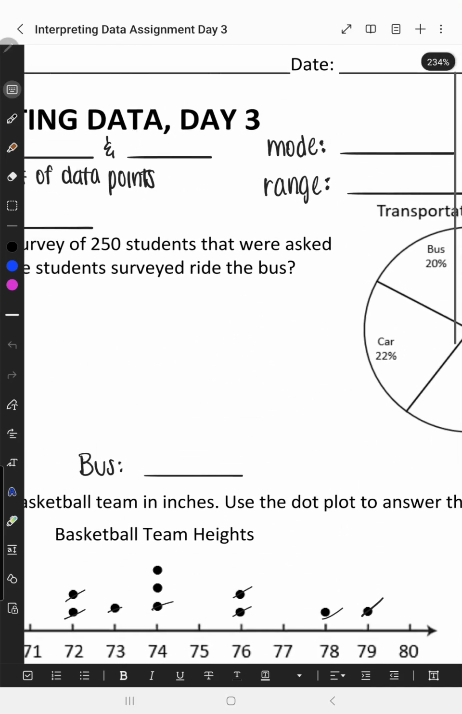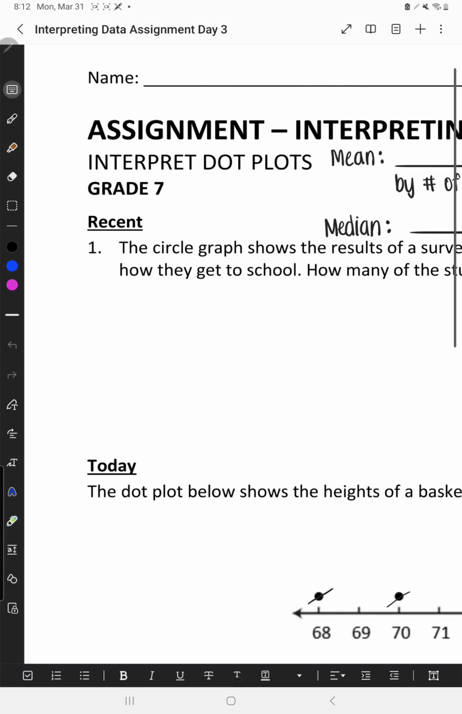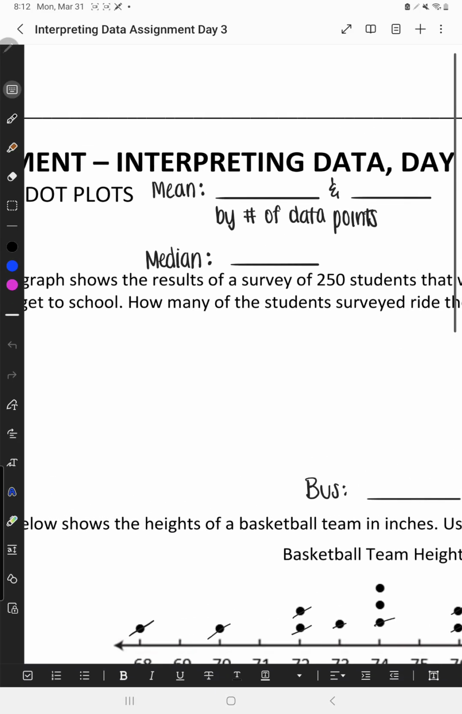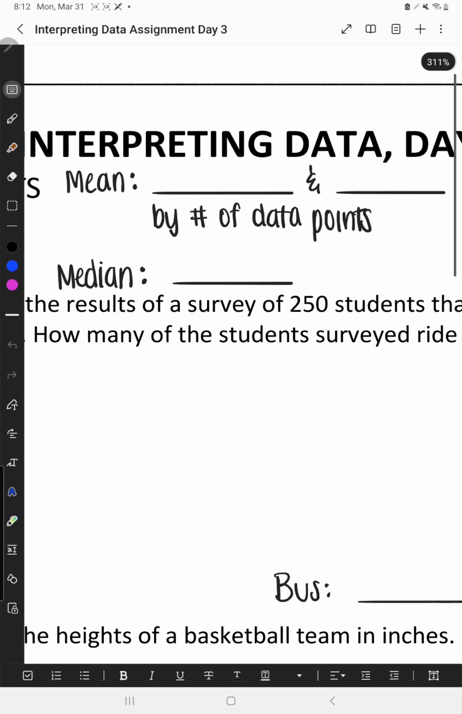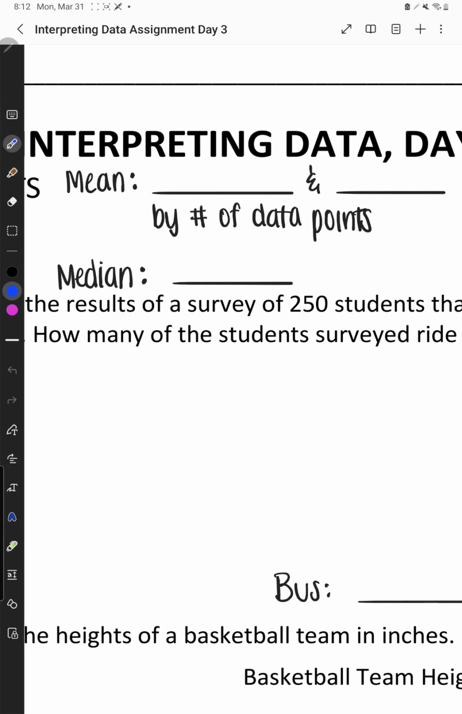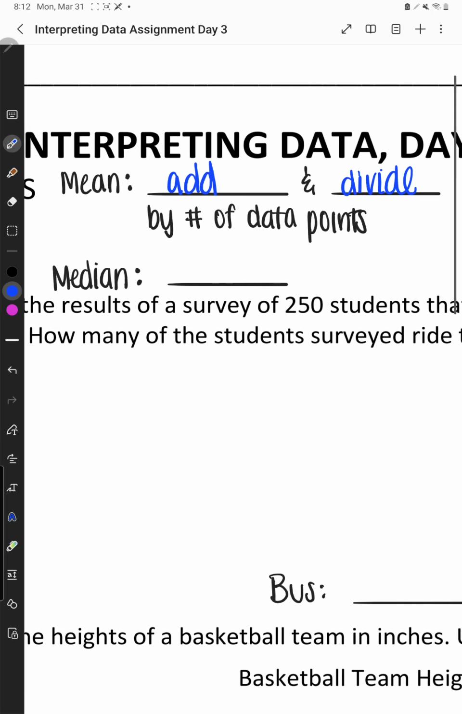So starting off on assignment day 3, we're going to first just go through some vocabulary terms. And all of these vocabulary terms should be on the lesson page that you just went over. The first thing we're going to talk about is mean and what goes in these blanks. You should have said that mean, you add up all of your numbers and then you divide by the total number of data points. What's another word for median? Middle.